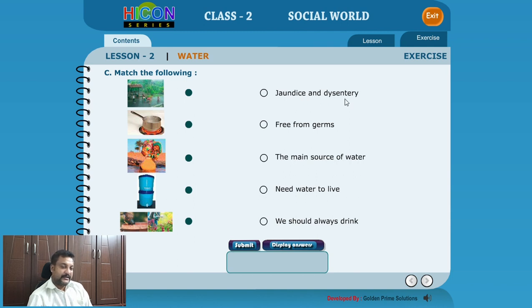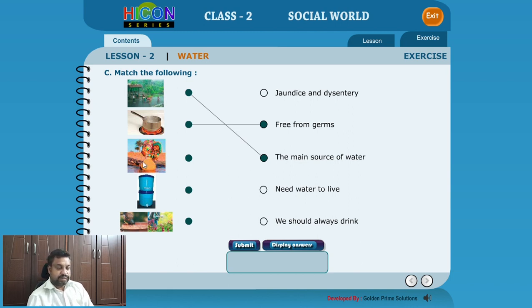Jaundice and dysentery? No. Free from germs? No. The main source of water, isn't it? Rain is the main source of water. Okay. Second, some water is being boiled, right? So by boiling water, what do we do? Yeah, we free them from germs, isn't it? That's it. So the third picture, an old lady is collecting water from a river, pond or something like that.